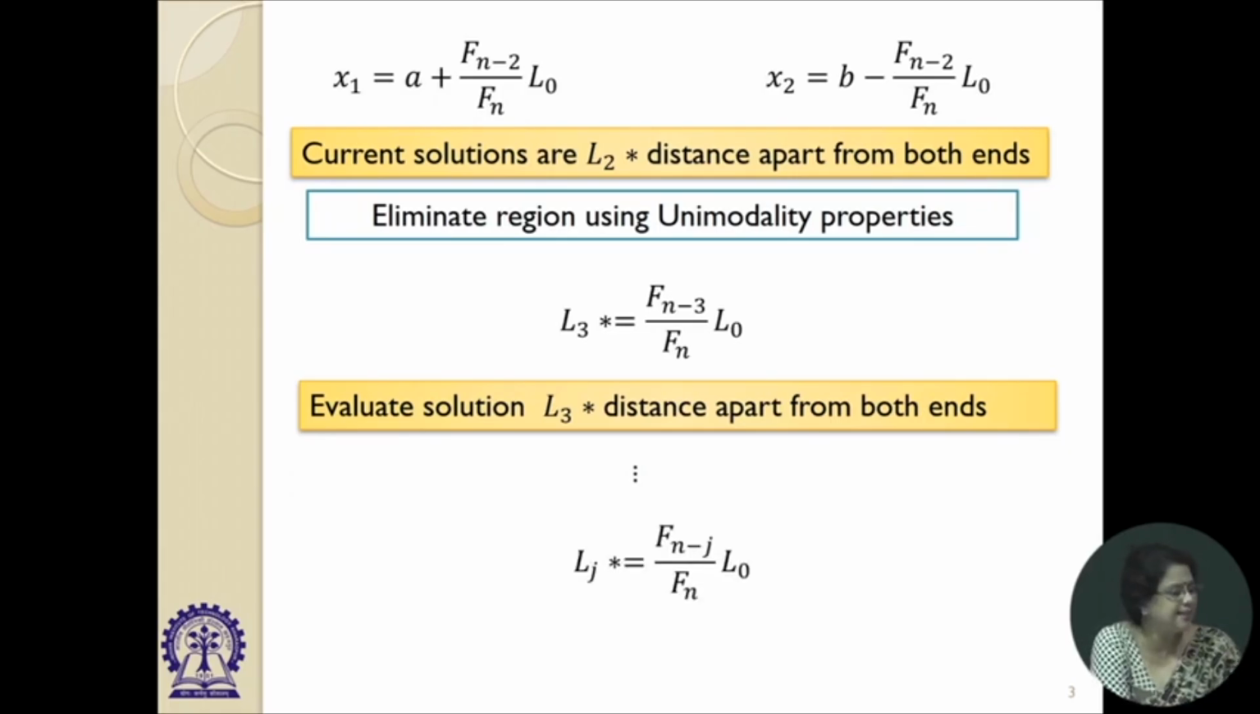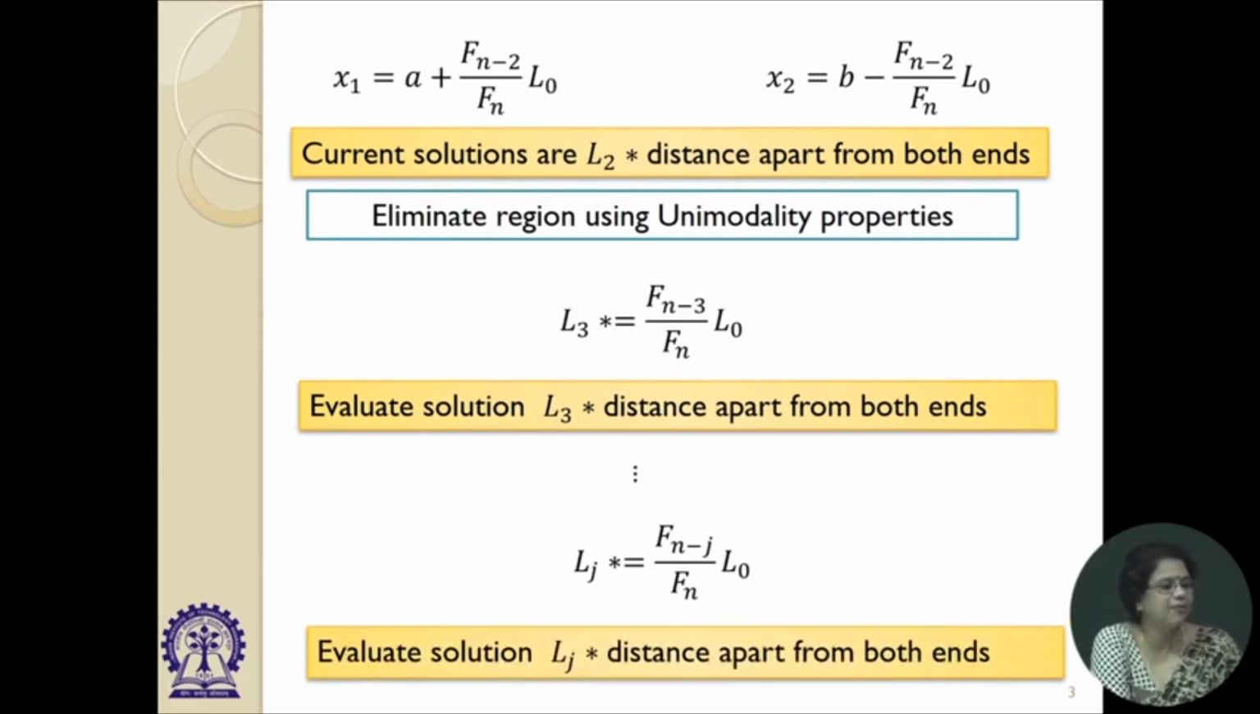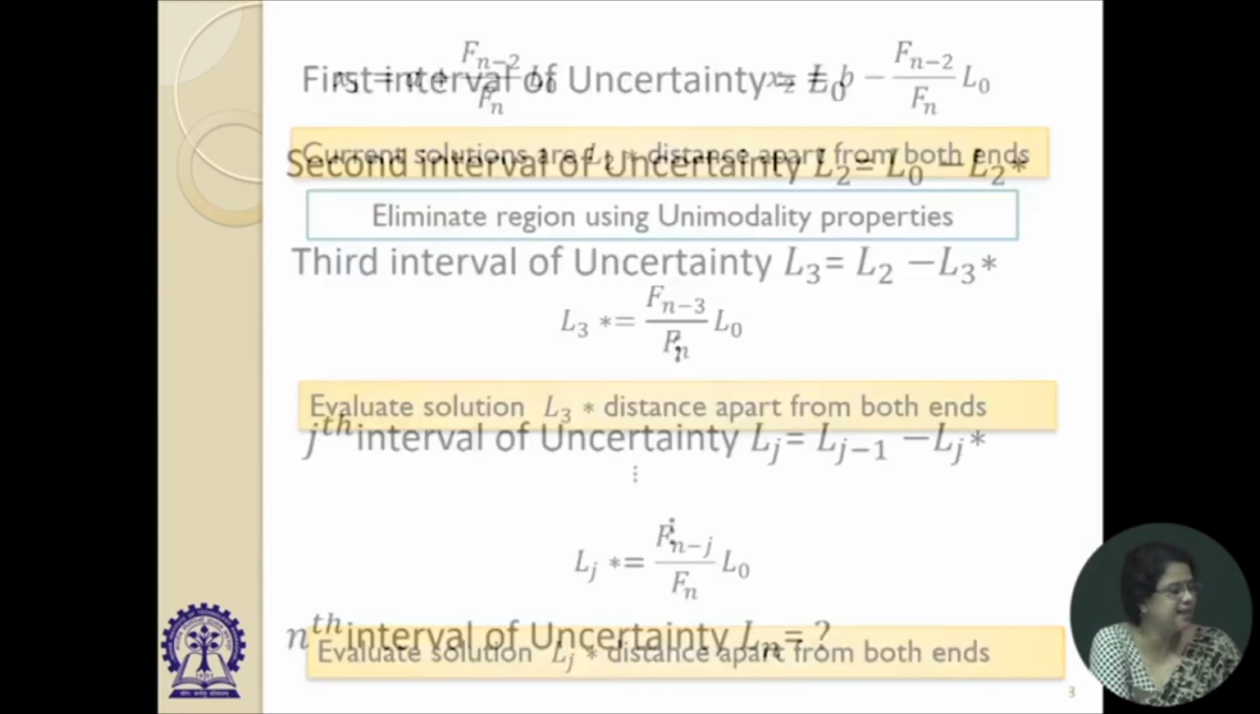In the jth iteration, I will get Lj star as this value, and you see the beauty: the L2 star was Fn minus 2 by Fn L naught, but here L3 star is equal to Fn minus 3 by Fn L naught. L4 star is Fn minus 4 by Fn L naught. Like that, how far can I go? I can go up to n, because at the time of n I will have Fn minus n, that is F0 by Fn. That is why I will find out.